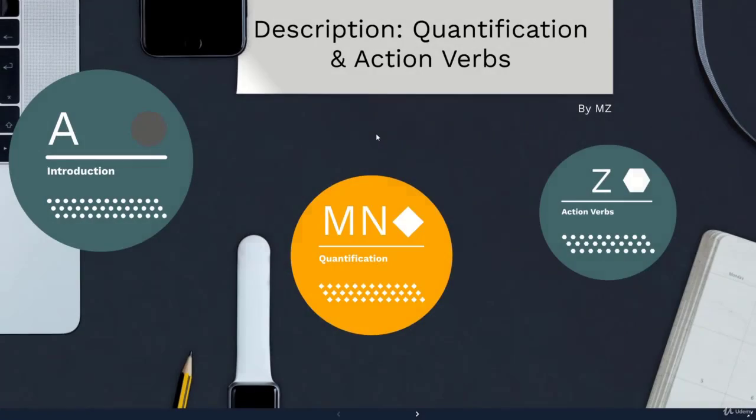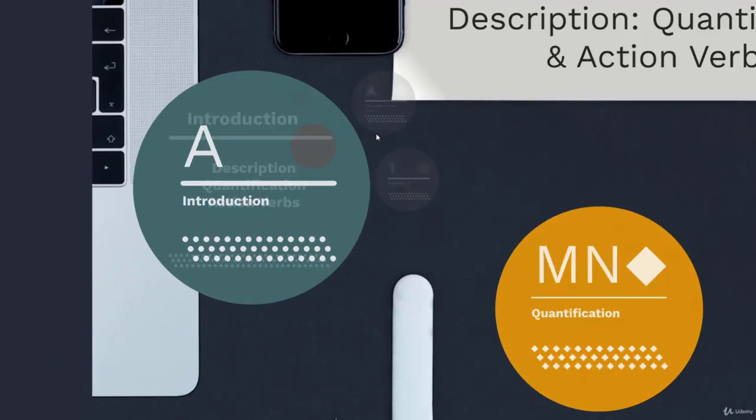We will look at that by moving back to the job description, and then we will be using these specific action verbs and quantification to make our CV impactful. Now we are going to discuss quantification and action verbs and how we are going to use them in our CVs. This is one of the most important topics when it comes to developing a professional CV. So let's jump into the introduction first.